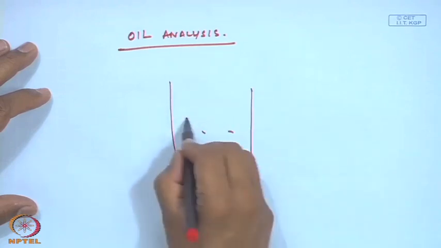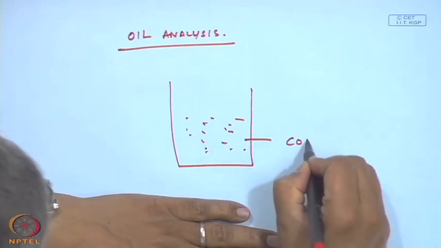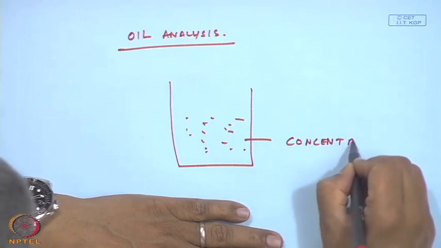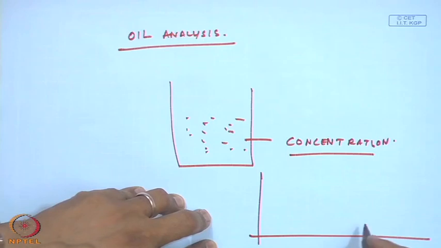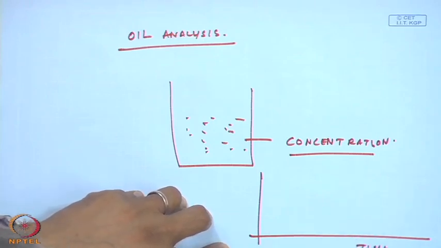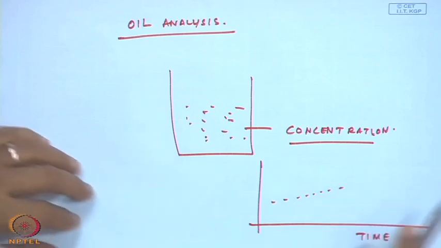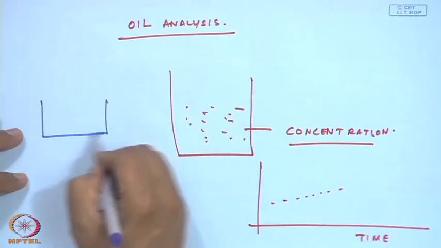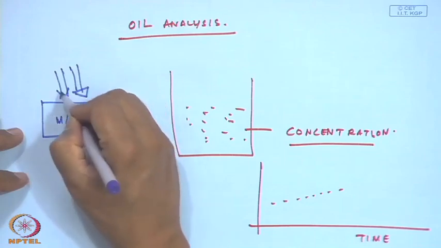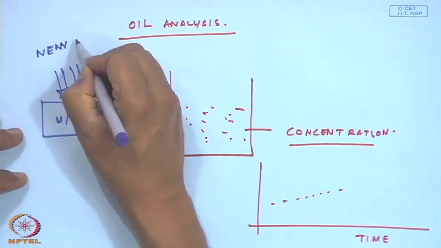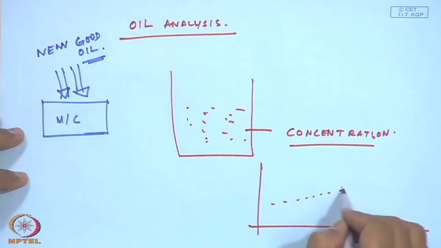You have collected oil which has a particular concentration, and you are doing the trending of the concentration with time. But suddenly, in the plant, in the machine, in the meantime, you have added new good quality oil, or virgin oil. So if I add this, the concentration is going to go less.